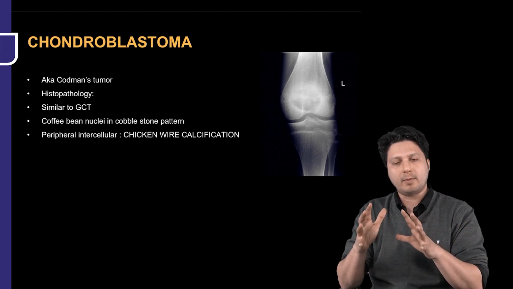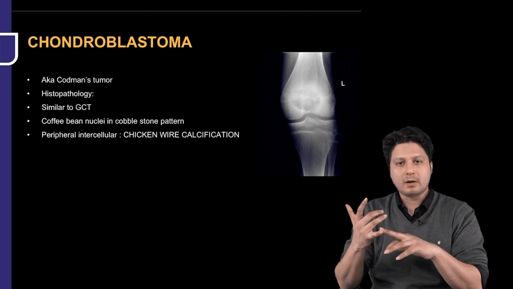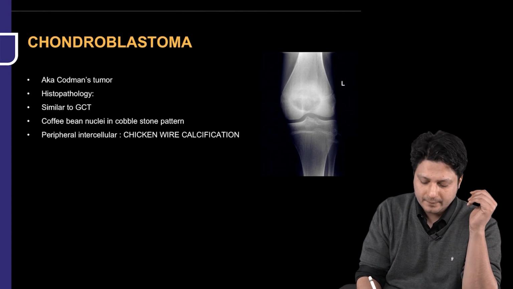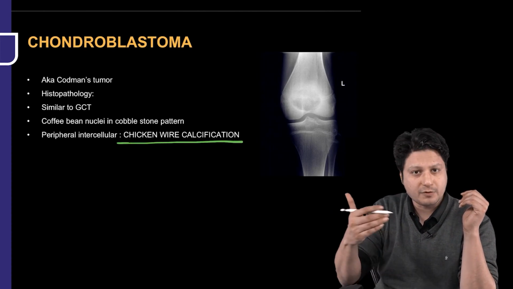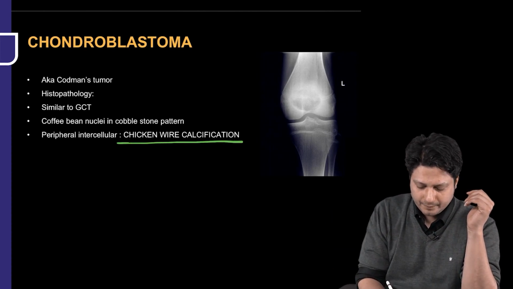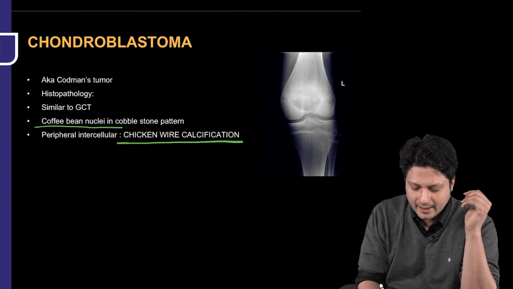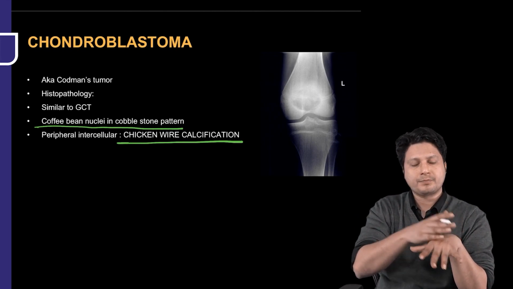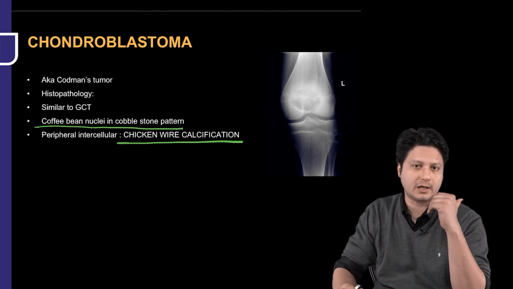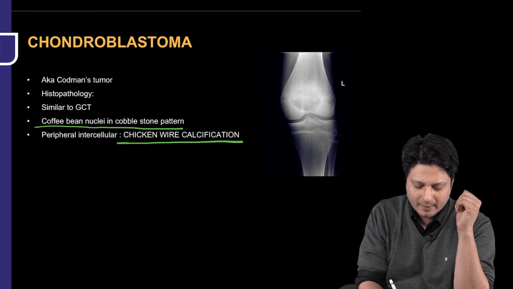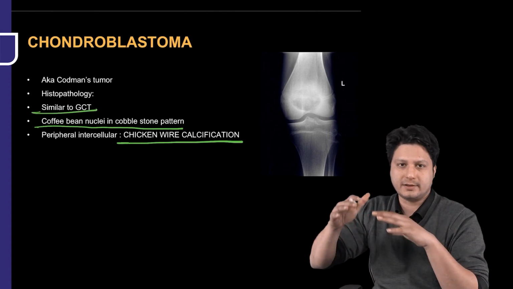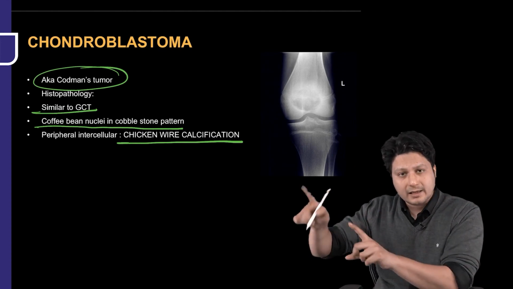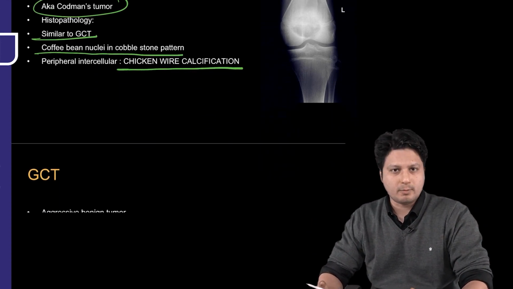Now, the things that you have to remember in this particular section: number 1, it has chicken wire calcification, which is considered to be a biopsy finding. Then we have coffee bean nuclei in the cobblestone pattern, which is again a key diagnostic finding for a chondroblastomatous lesion on the histopathological appearance. The histopathology is relatively similar to the giant cell tumor, but it is a tumor which is known by the name of Codman tumor, although Codman triangle was the feature for osteosarcoma.